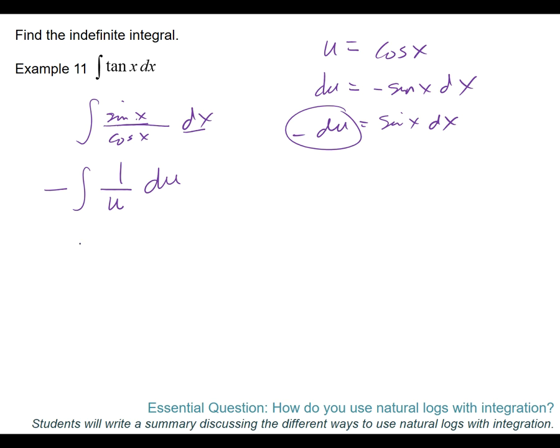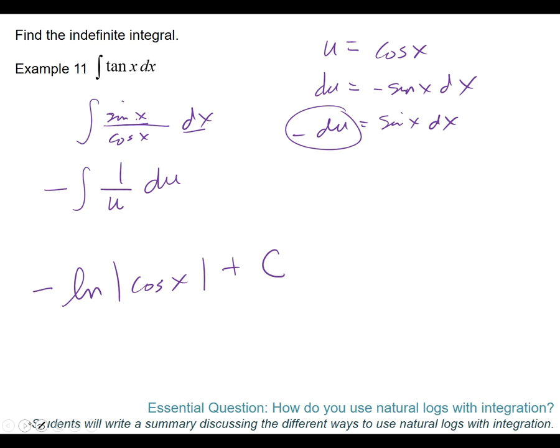Alright, when I integrate 1 over u, what do we get? Natural log absolute value of u plus c. Okay, I'm going to take my shortcut this time, I'll be lazy. Instead of putting u, what am I going to write? Sine x. Alright, we just proved that one. Like I said, it wasn't that bad if you had to integrate it by hand and you forgot the memorized one.